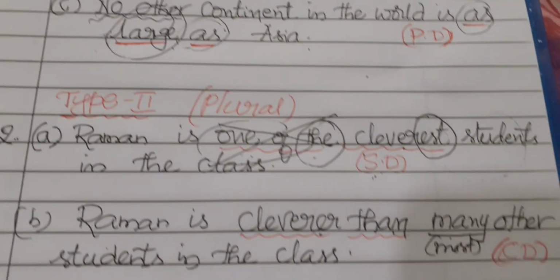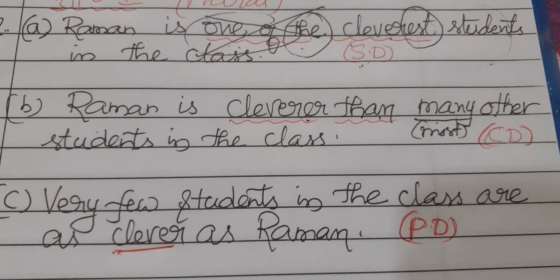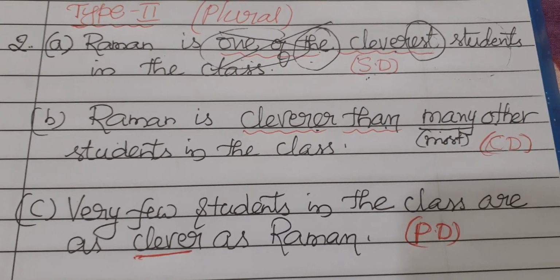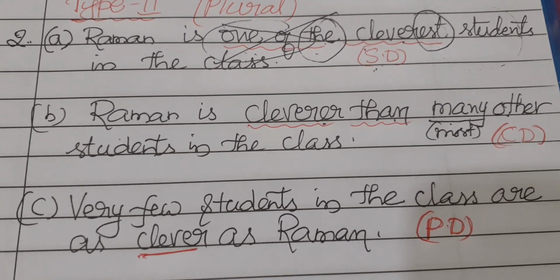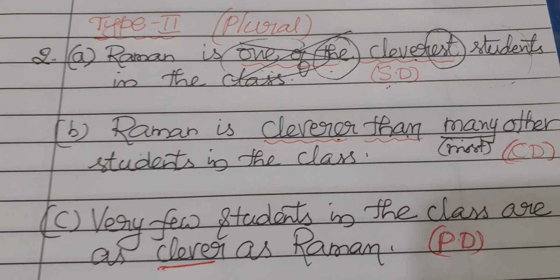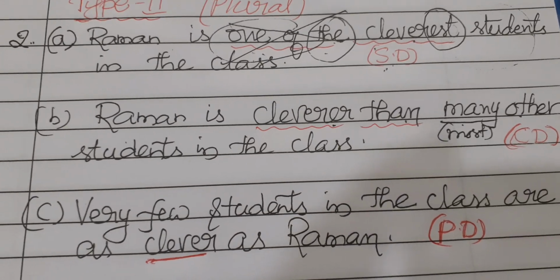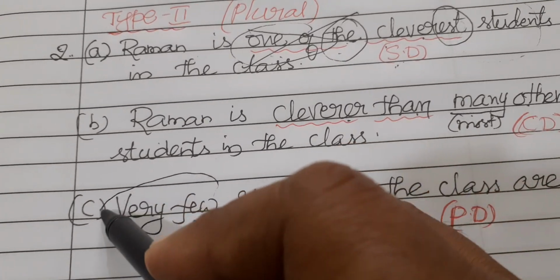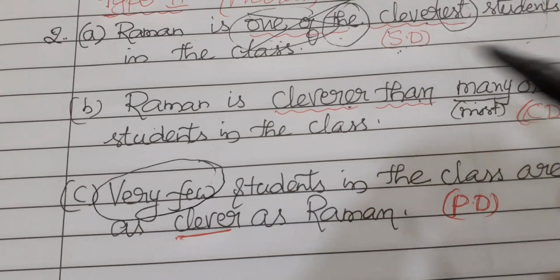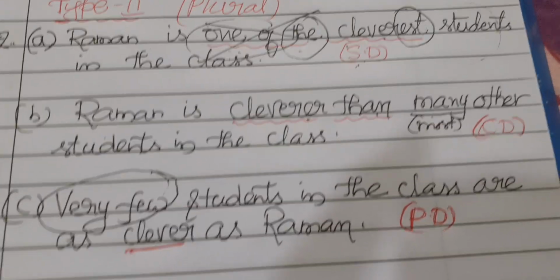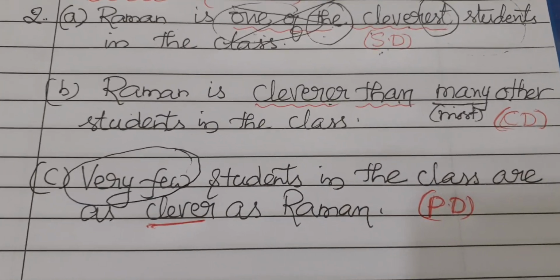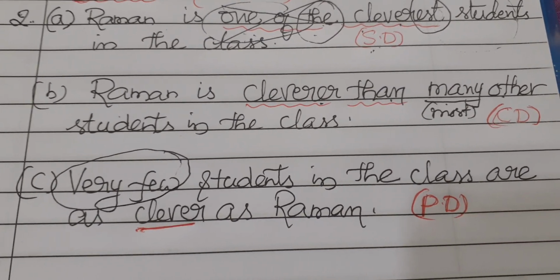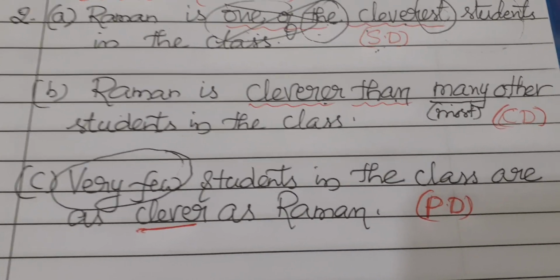Not any other. In type 1 we wrote any other. But here we have to write many other. Raman is cleverer than most other students in the class. Many other students in the class. Now how to start PD here? Very few. We have to start with very few. These words are very important. These indications are very important. Very few students in the class are as clever as.